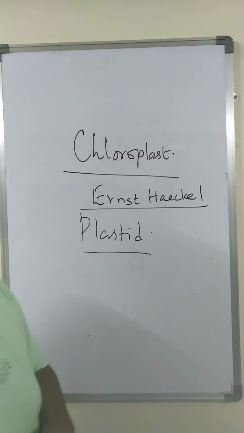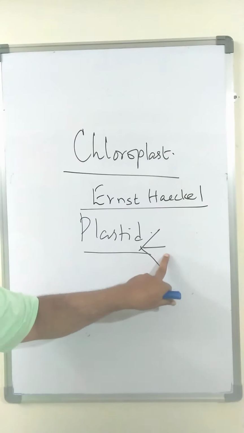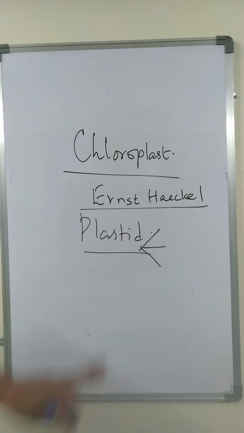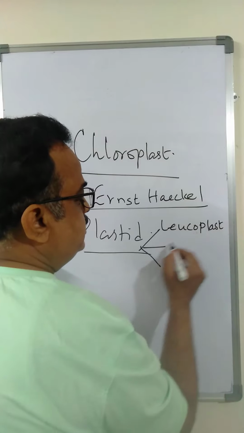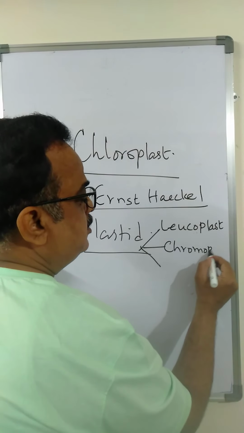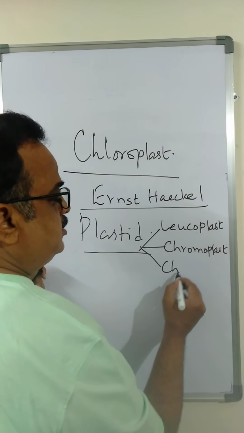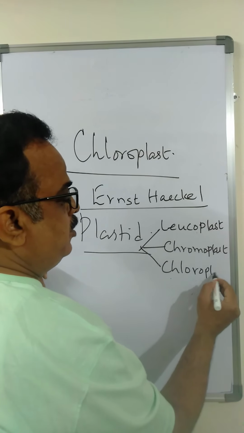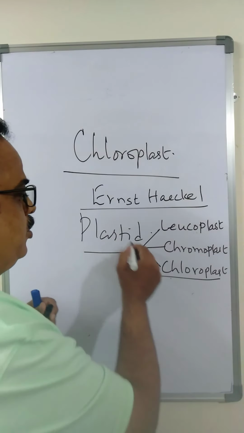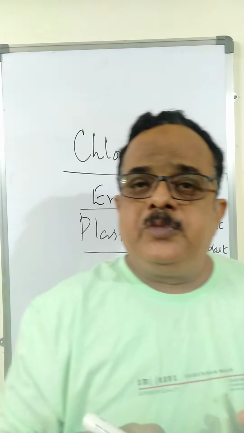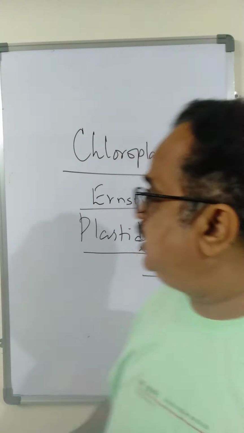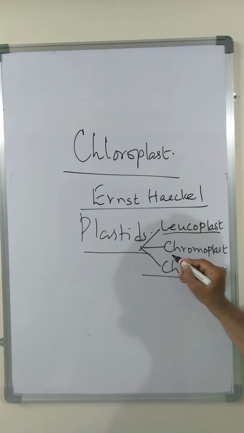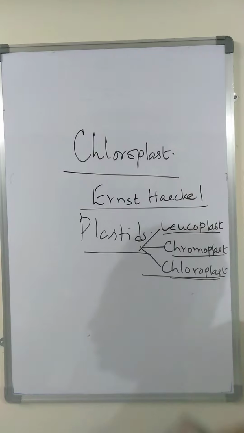Plastids are divided into three types. The first one is known as leucoplast, the second is known as chromoplast, and the third one is known as chloroplast. So chloroplast is a type of plastid, and plastids are divided into three types: leucoplast, chromoplast and chloroplast.